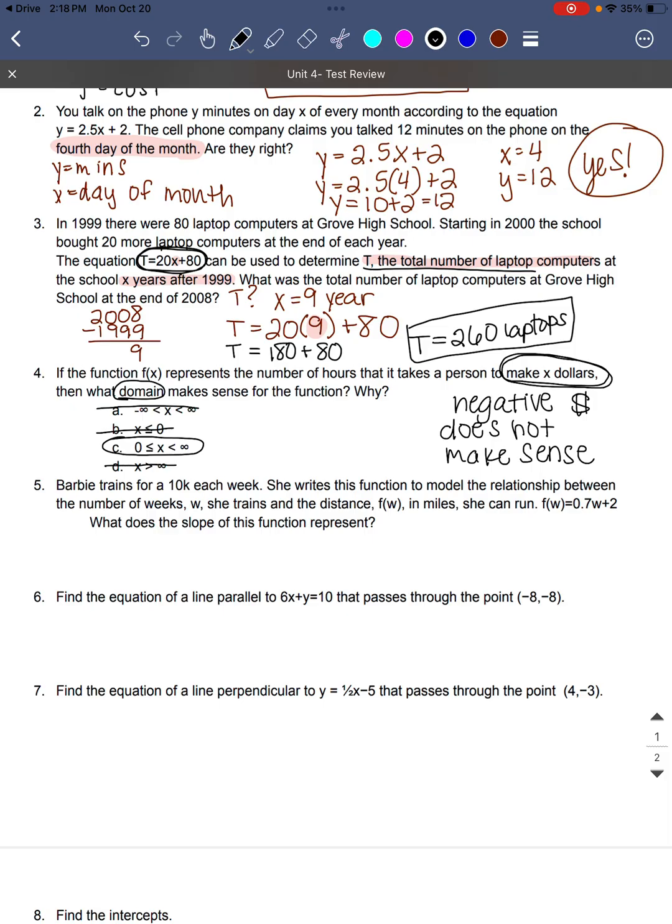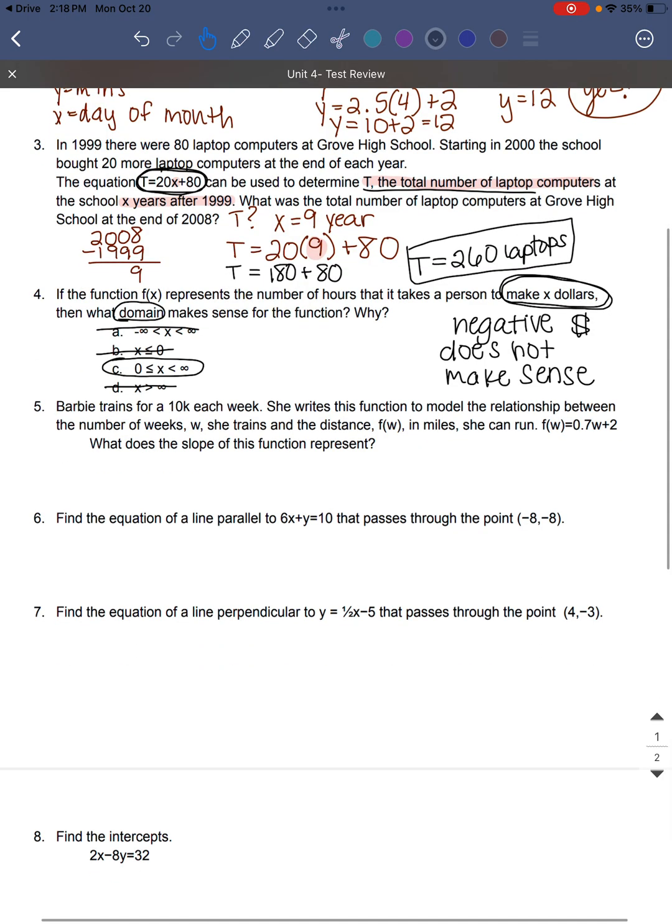Okay, the next one says Barbie trains for a 10K each week. She writes the function to model the relationship between the number of weeks W she trains and the distance f of W in miles she can run. What does the slope of the function represent?